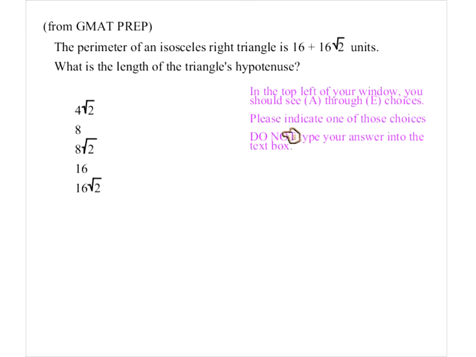Again, guys, read the words that I typed in the window. There are A through E options in the top left of your window that you should click on. Okay, do not type your answer into the text box, please. Okay, guys, I only have answers from 7 of you, and 6 of you are wrong.